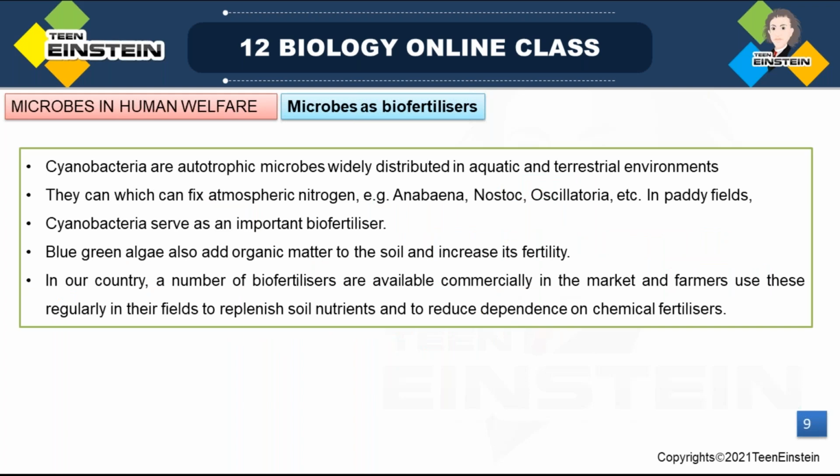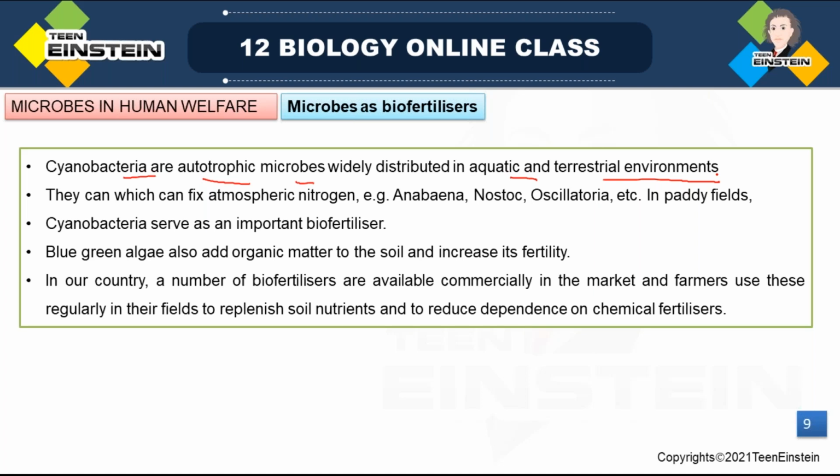Next comes the cyanobacteria. Cyanobacteria are autotrophic microbes. They are a common group, autotrophic microbes, distributed in both aquatic and terrestrial environments.